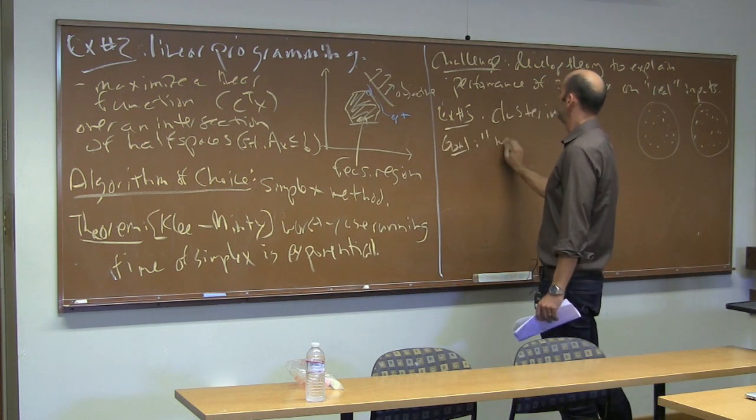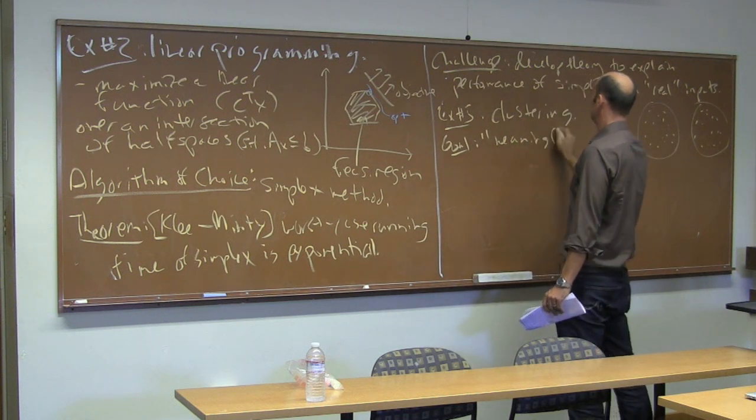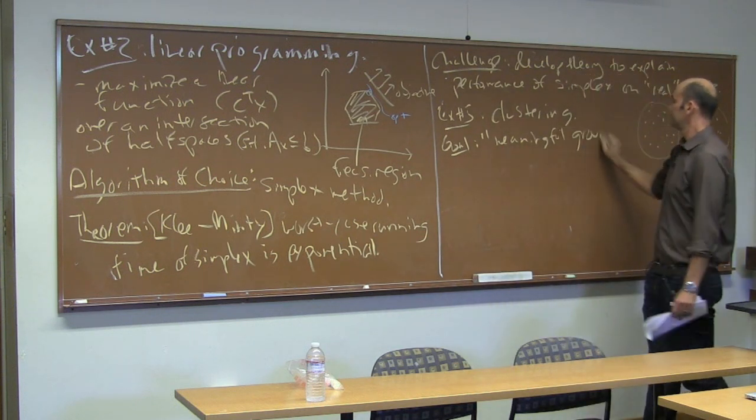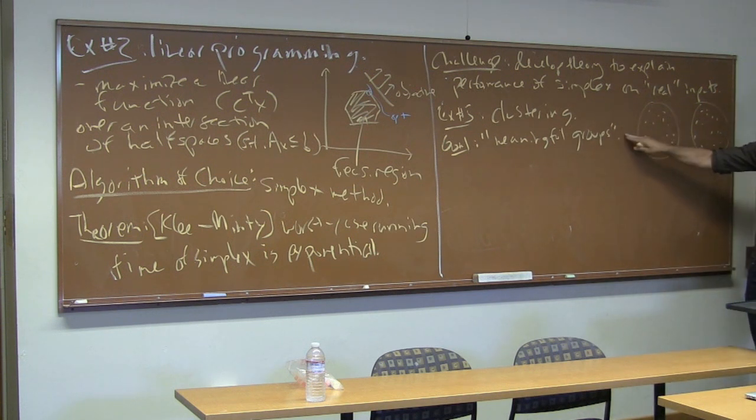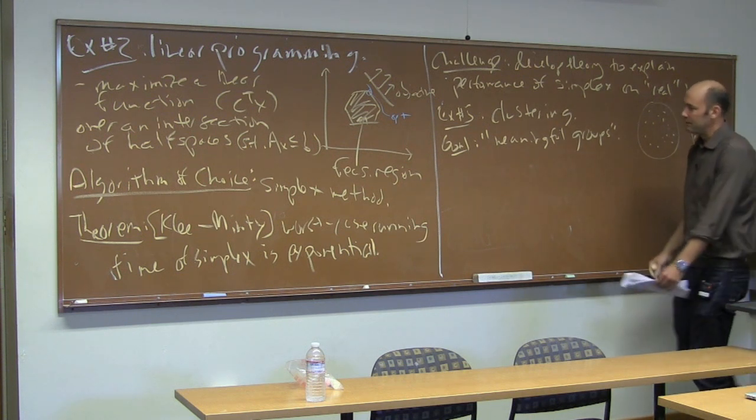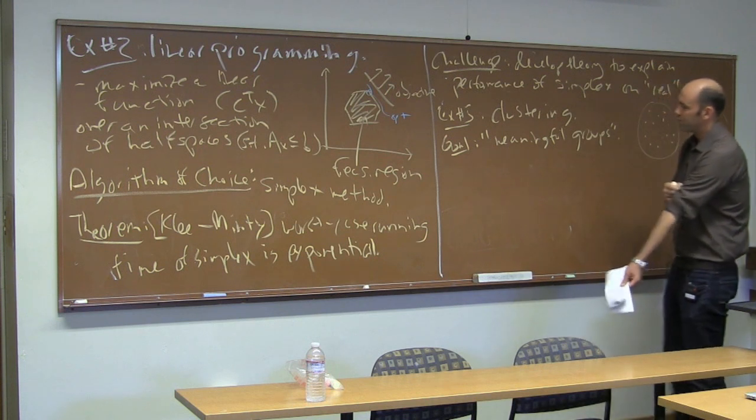So the goal is to detect meaningful groups. Usually the real problem in clustering has this sort of modeling issue that you sort of know a good solution when you see one, right? If you show me the clustering, you're like, oh yeah, it's a good clustering. Show me a different one, you're like, no, that's a bad clustering, right? But to really have an algorithm for it, you need to have some more precise approach.